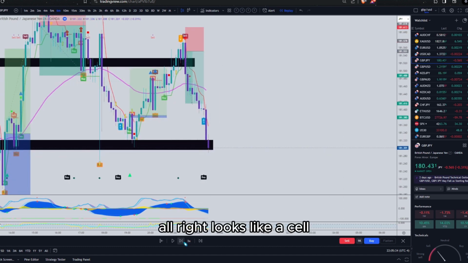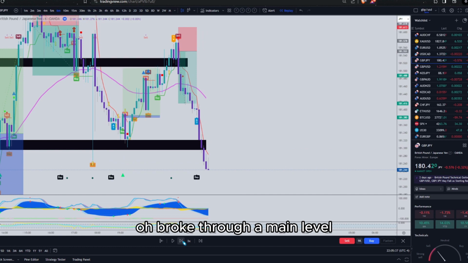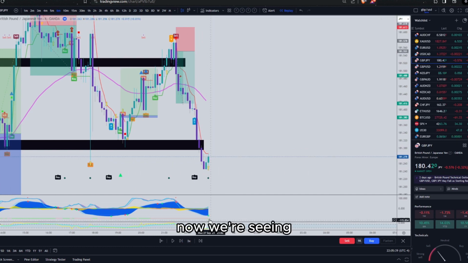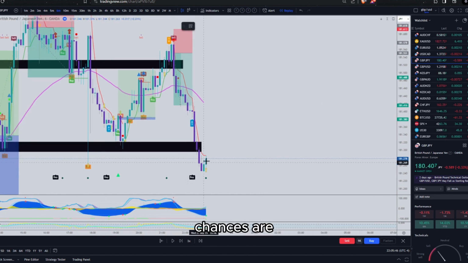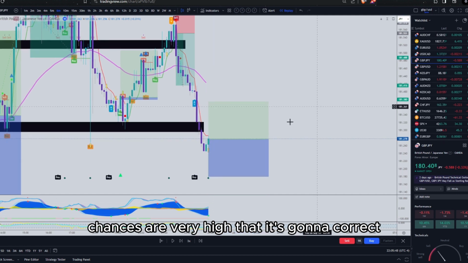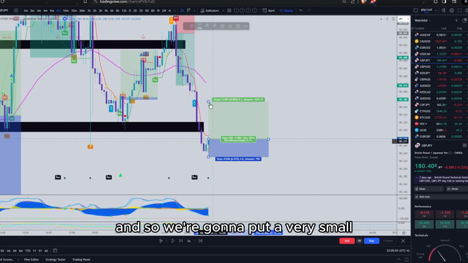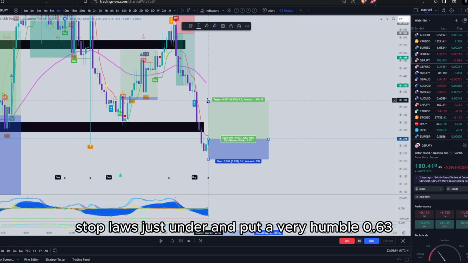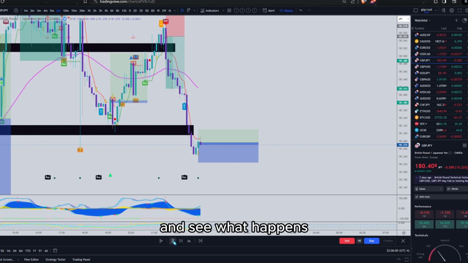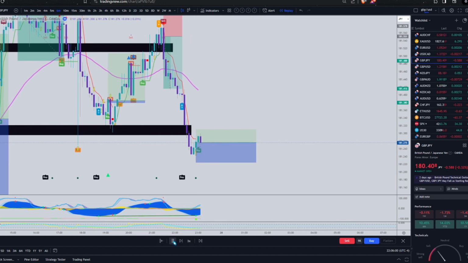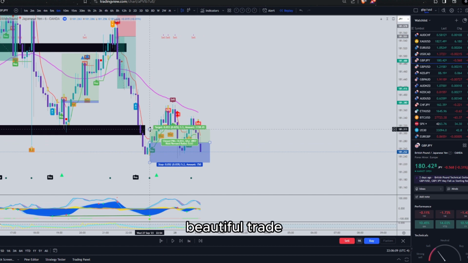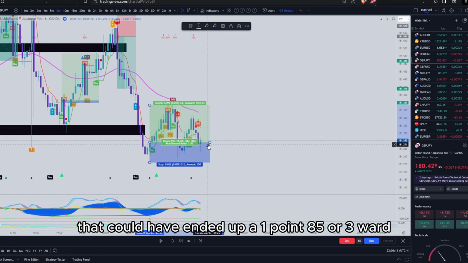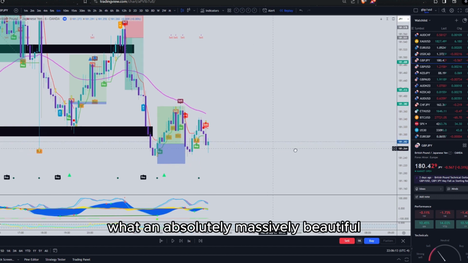All right, looks like a sell. Oh, broke through a main level. Now we're seeing our buys pop up after this big down movement. Just like in our first trade, chances are very high that it's going to correct. And so we're going to put a very small stop loss just under, and put a very humble 0.63 and see what happens. Damn, and boom, as expected, beautiful trade that could have ended up a 1.85 risk reward. What an absolutely massively beautiful trade.